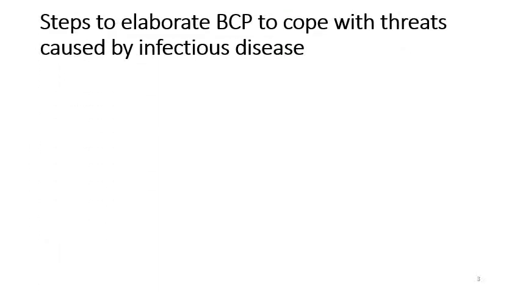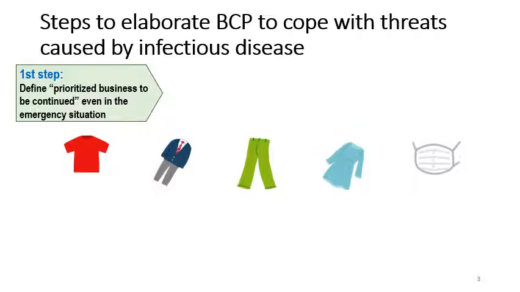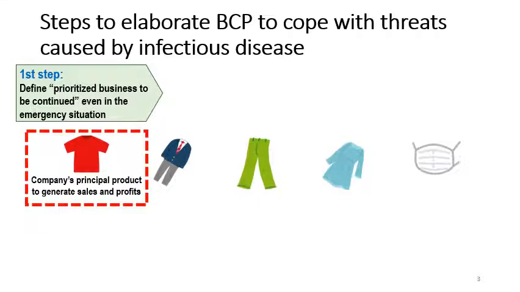There are three main steps to prepare BCP (Business Continuity Plan). The first step is defining important project or product whose operation must be continued even in the emergency situation. Let's think of the company that produces and sells several products and garments. If the shirt has the highest profitability among all the company products, it is possible that the company defines it as a product to be produced continuously even in the emergency situation for the business survival.